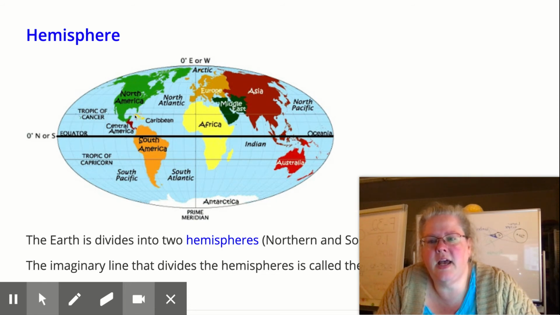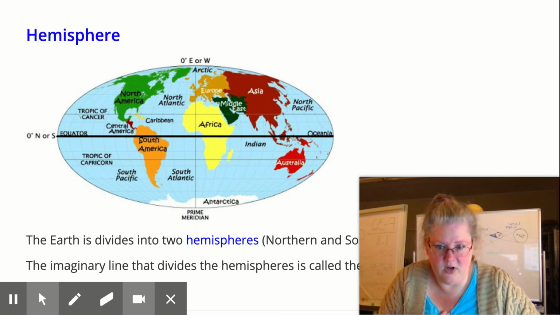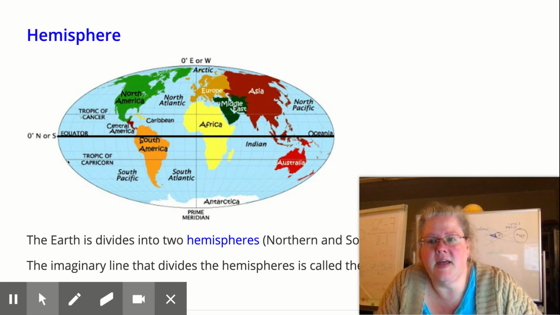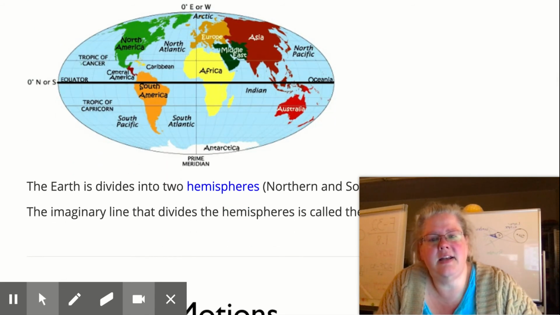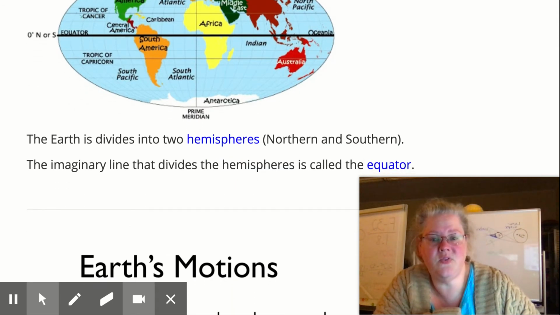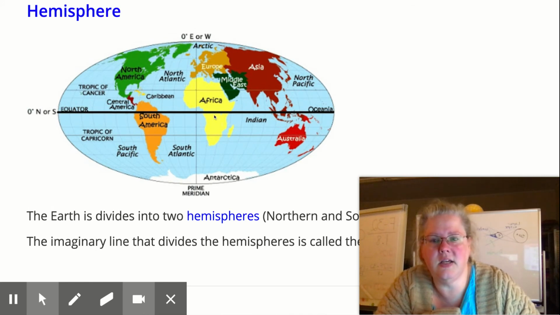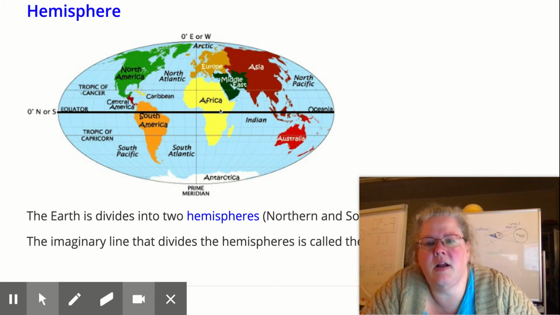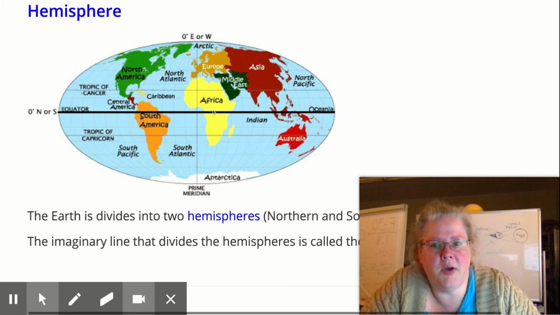Here's that 23.5 degree, the Tropic of Cancer. So on the summer solstice, the sun will be directly overhead at the Tropic of Cancer. At the winter solstice in the northern hemisphere, the sun is directly overhead at the Tropic of Capricorn. That's the farthest 23.5 degrees south of the equator it goes. So the Earth is divided into two hemispheres, the northern and the southern. That imaginary line that divides the hemispheres is called the equator, and here is the equator labeled. So you'll see that a couple continents, South America and Africa, are actually bisected by the equator.